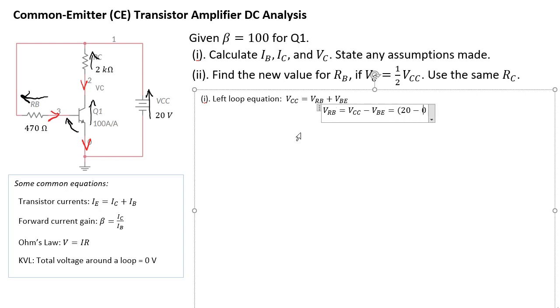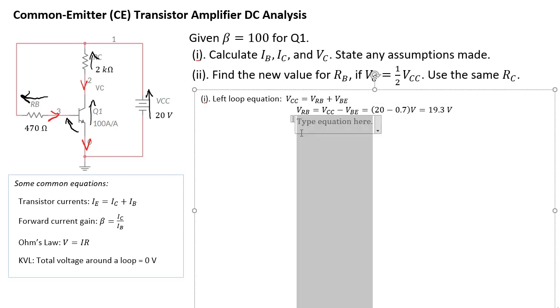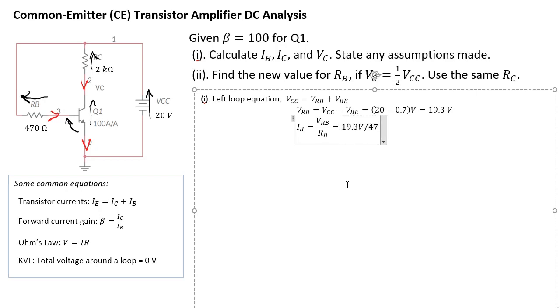So that's 20 minus 0.7 volts, which is equal to 19.3 volts. Okay, so what's next? Now we know what VRB is, so we can work out what IB is, because IB is the current that goes through there. We know this voltage and we know this resistance, so using just Ohm's law, IB equals V over R, so VRB divided by RB. That's 19.3 volts divided by 470 ohms.